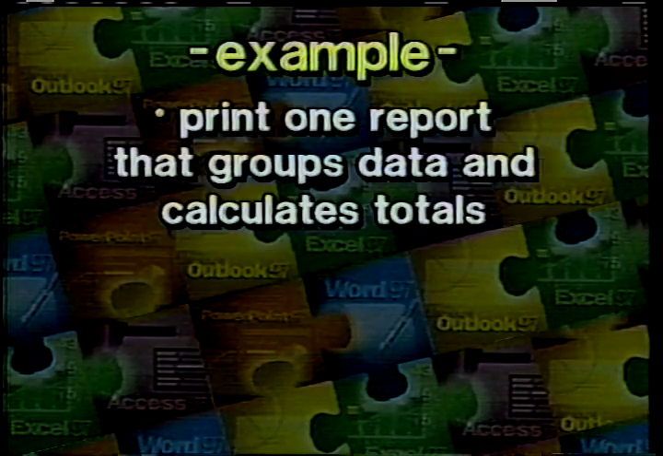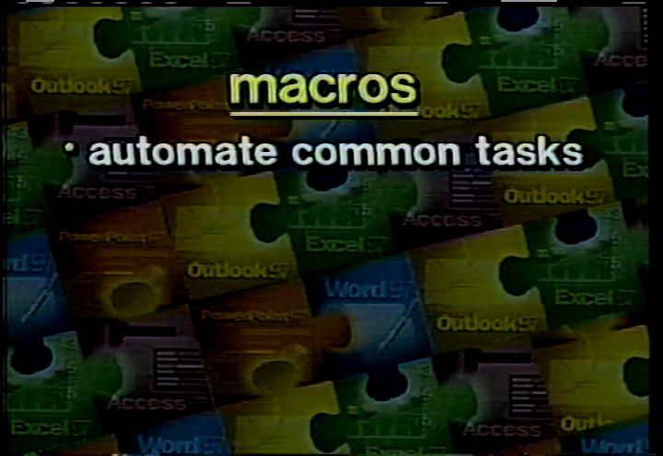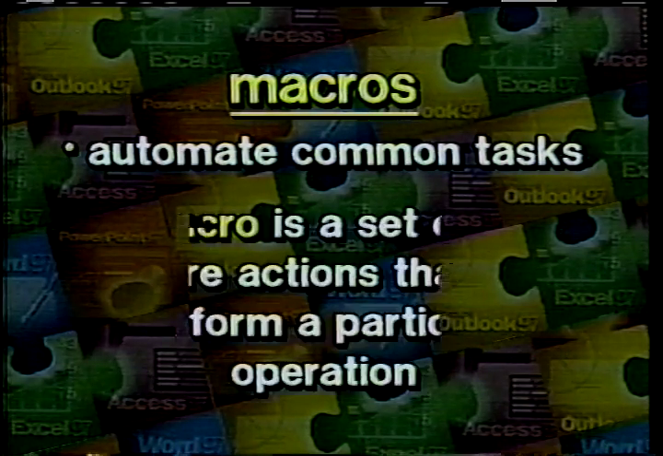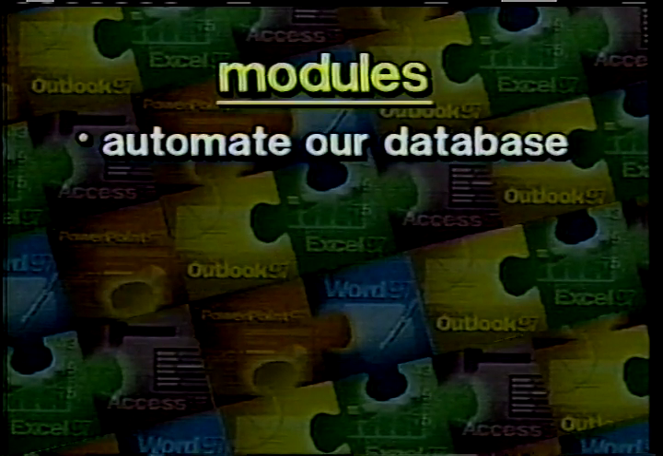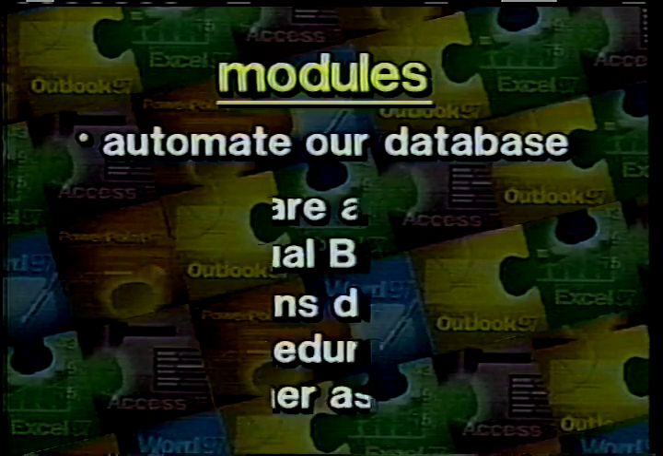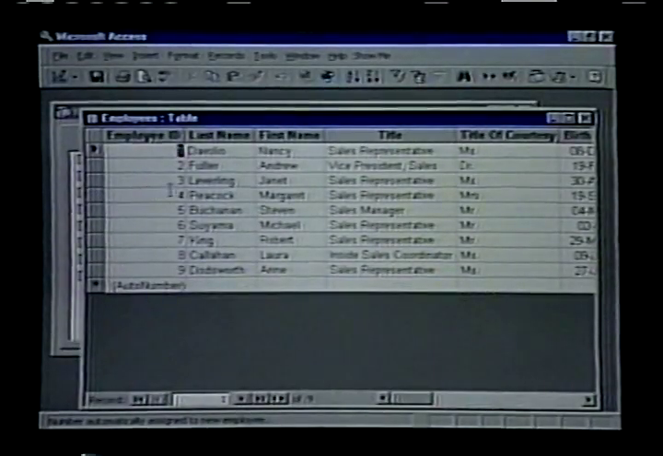For example, we might print one report that groups data and calculates totals, and another report with different data formatted for printing mailing labels. We use macros to automate common tasks. A macro is a set of one or more actions that each perform a particular operation, such as opening a form or printing a report. We can also use modules to automate our database. A module is a collection of Visual Basic for Applications declarations and procedures that are stored together as a unit. The table is open in the Datasheet view.